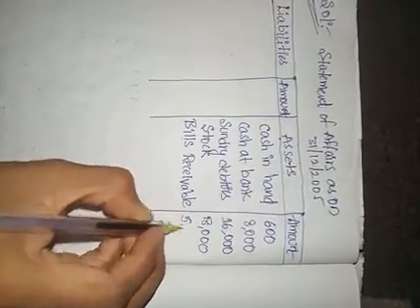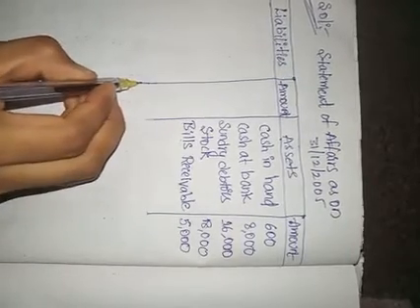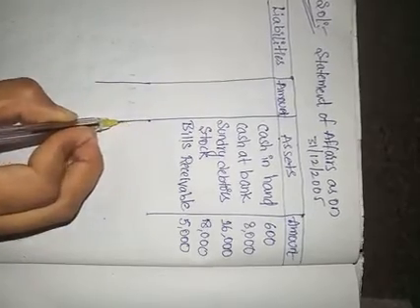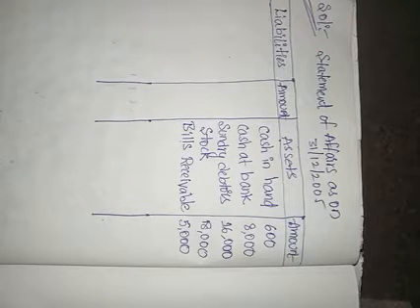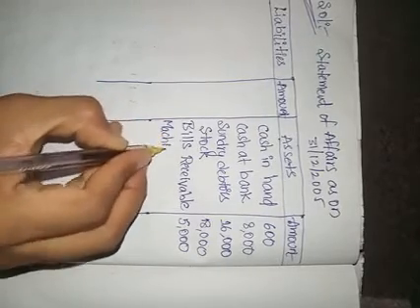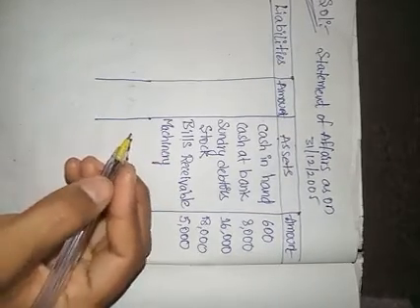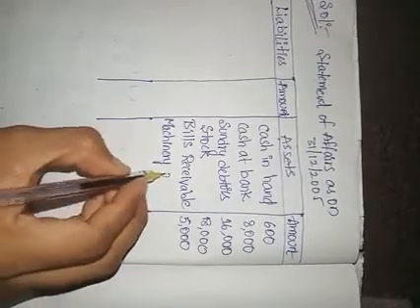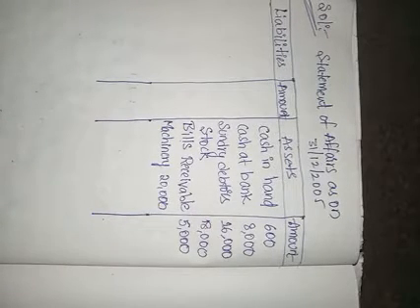Bills receivable is 5,000. The next asset is machinery. That machinery is depreciated now, so first we take into consideration the machinery value. How much is the machinery value purchased? It is 20,000. Machinery value 20,000. Okay.